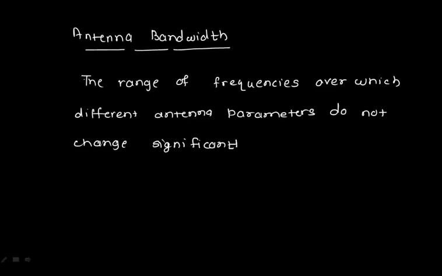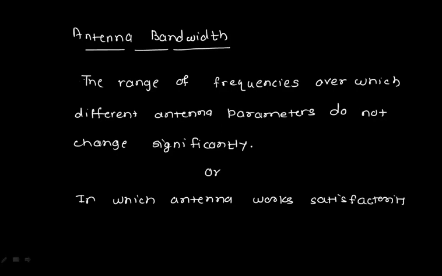What is the meaning of this definition? The range of frequencies over which different antenna parameters do not change significantly. Or I can say this is the range of frequency in which the antenna works satisfactorily, in which my antenna works very well. Parameters do not change, meaning your antenna works properly. So this is the definition.